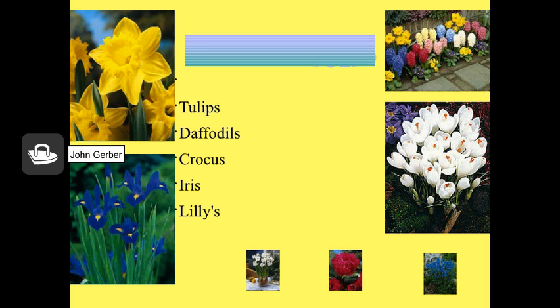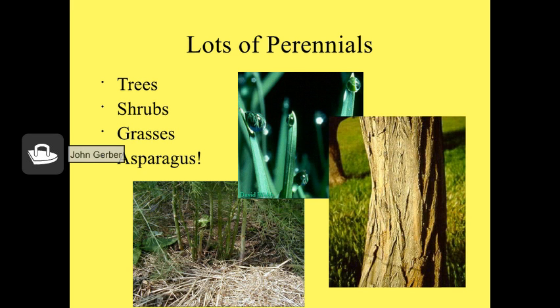There are lots of perennial bulbs that are grown from year to year, daffodils and tulips being among our favorites. Of course, trees, shrubs, grasses, and asparagus, as in the picture here, are perennial too. The sugars and starches that are produced by the leaves each year are stored in the roots and or the stem to allow regrowth in the spring.